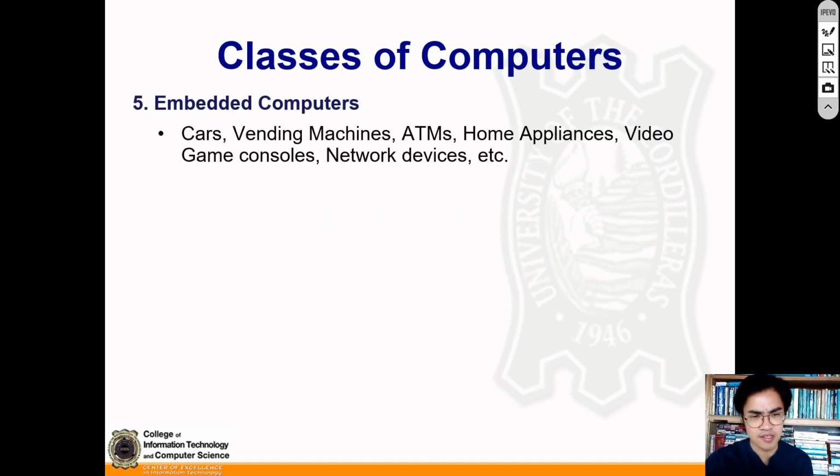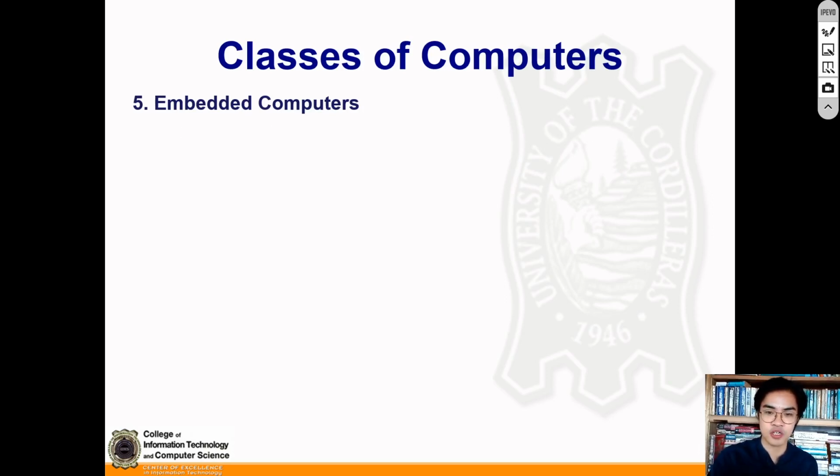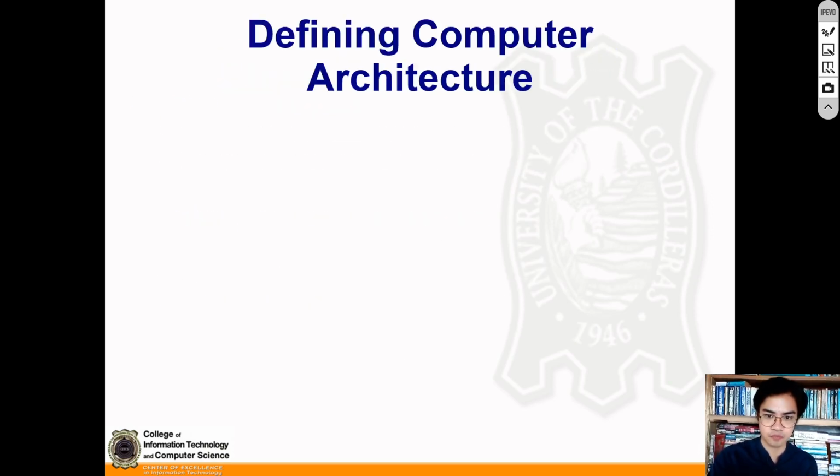And I think this is the last. Embedded computers, on the other hand, are those that make all of your everyday gadgets smart, like your cars, vending machines, ATMs, home appliances, video game consoles, network devices, all of that. They mostly just rely on price. You design these based on price, because mostly they come in quantity.